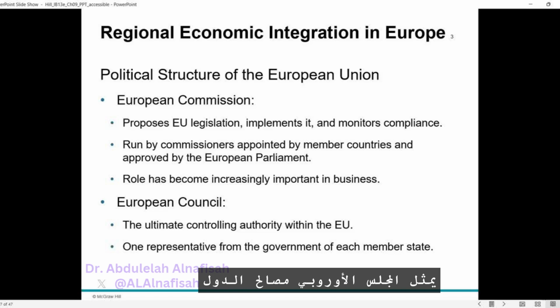The European Council represents the interests of member states and is the ultimate authority within the EU. It is composed of one representative from each member state, with varying memberships based on the topic discussed. The Council must agree for EU law to be enacted, with decisions previously requiring unanimous agreement before the Single European Act introduced majority voting rules on certain issues.